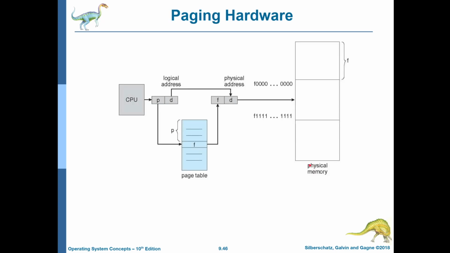Here's a diagram that shows what the memory management unit looks like. So the CPU generates a logical address. That logical address is divided up into the two parts, the page number and the offset. The offset is directly copied from the logical address to the physical address offset. So that's the easy part. We just simply take that offset, move it into the physical address, and we're done there.